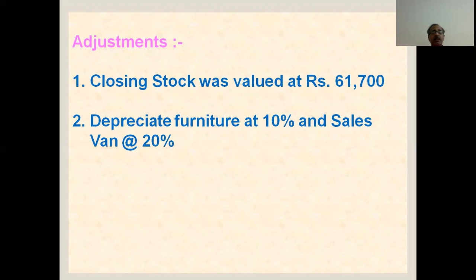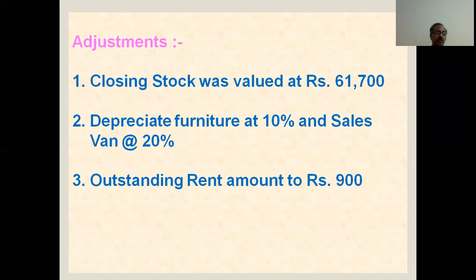The next one is depreciation, on furniture 10% and sales van 20%. Depreciation is an expense, and it will be shown on the debit side of the profit and loss account. The second effect: whenever depreciation arises, it results in a reduction of the value of the asset. So that is why the depreciation will be shown on the asset side of the balance sheet by way of deduction from the respective assets.